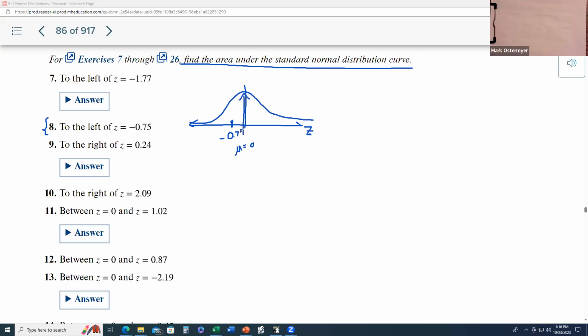And so this probability that they want you to find is equal to the area to the left of negative 0.75. They really want you to find this area here. So that's what they want you to do with this problem. Okay, go ahead on your calculator and find that area using the normal CDF function.